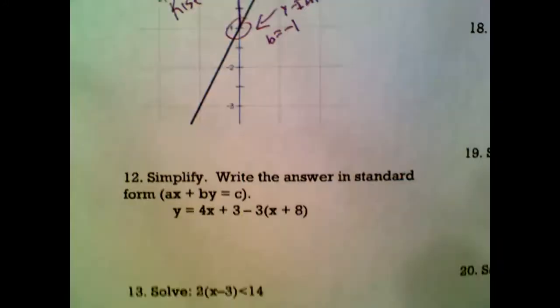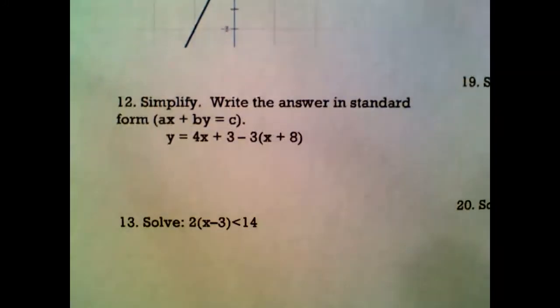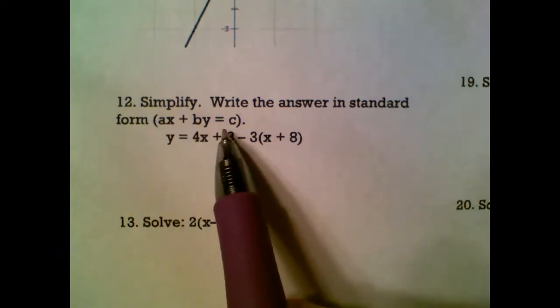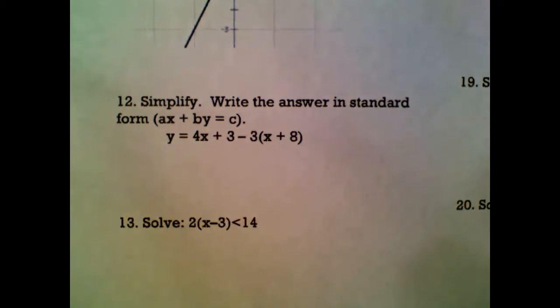Okay, moving on to number 12. Number 12 says simplify. Write the answer in standard form. And the standard form is given to us right here, ax plus by is equal to c. So we need to just take this and rewrite it in that form. Okay, so the key thing here is to get all the x's together, all the y's together, and we're going to get that constant on the right side.